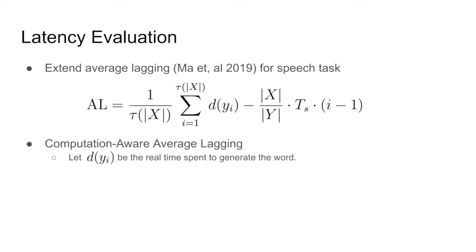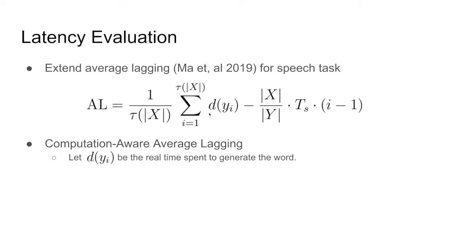Next, I'd like to mention the latency evaluation, which is another factor to evaluate besides the quality. We first extend average lagging for the speech task, which was originally proposed for the text translation task. There are two parts in average lagging. The first part is the dy here, which is the delay that generates the word yi. The second part is the oracle delay, or the delay for the oracle system, which is the best that you can achieve to generate the yi.